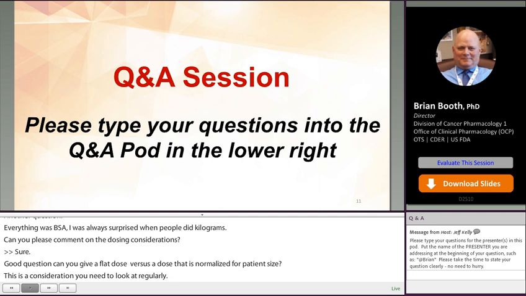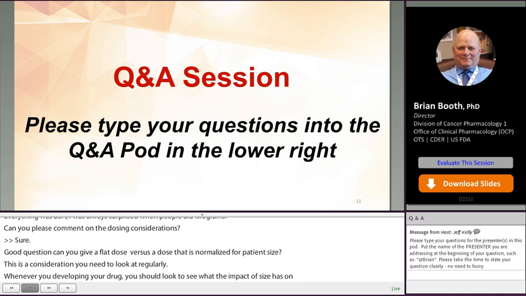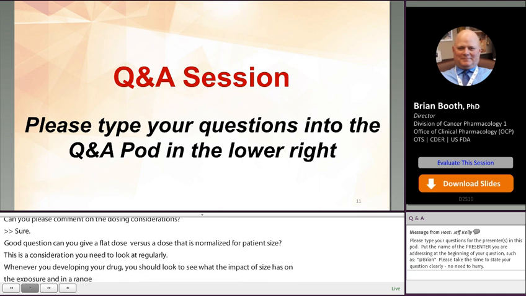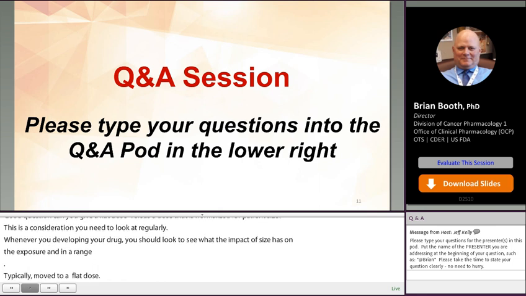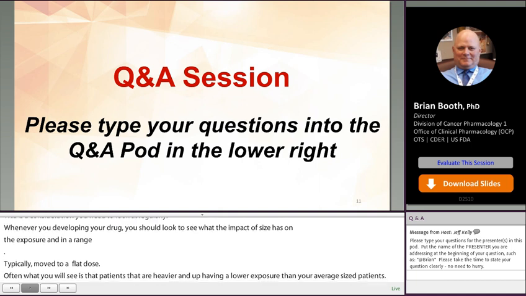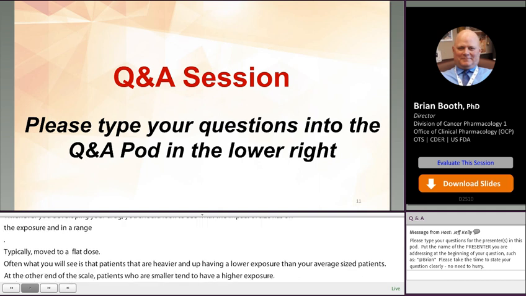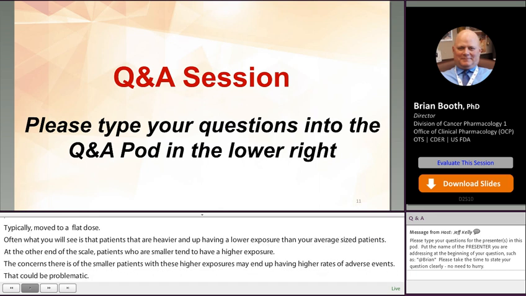Typically when you move to a flat dose, what you often see is that patients who are heavier end up having a lower exposure than average-size patients. At the other end of the scale, patients who are smaller tend to have higher exposures. The concern is that these smaller patients with higher exposures may have higher rates of adverse events, which could be problematic. And at the other end of the scale, no pun intended, folks who are heavier might have a lower exposure, and you might suspect that could have an impact on efficacy.